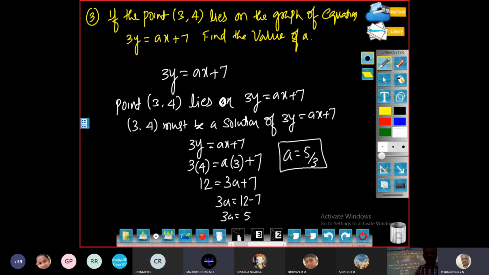As you know, any point that lies on the graph of an equation must be a solution. A point which lies on the graph must satisfy the given equation. That property we have used here to find the value of a.